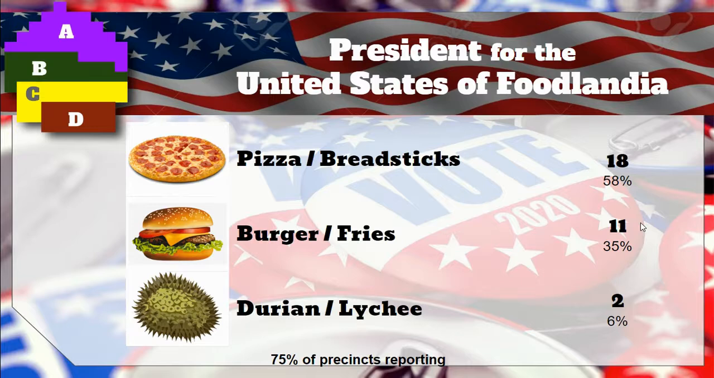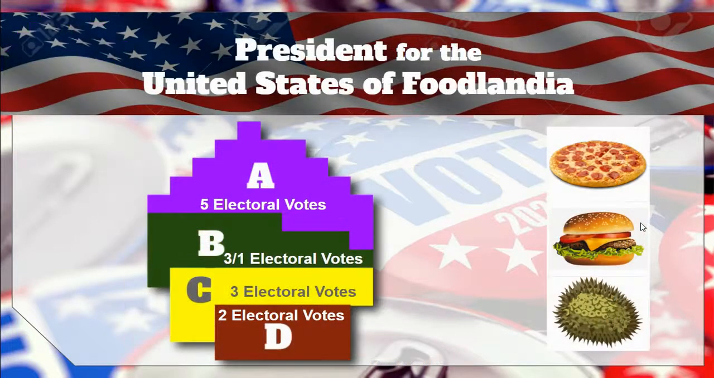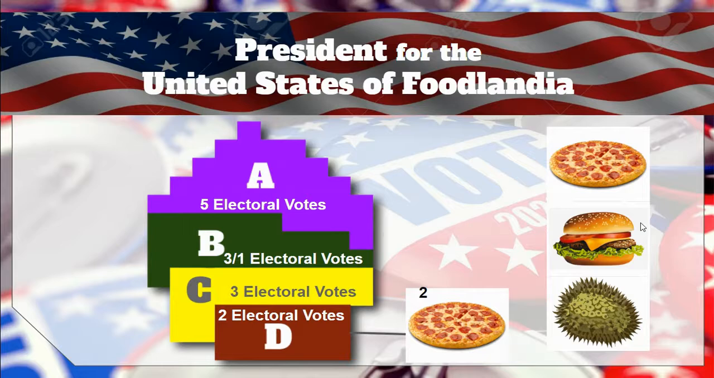Nationally, that updates our numbers a little bit here. Pizza Breadsticks still has a lead in the popular vote, 58% to 35% to 6%, with 75% of precincts reporting. So we're getting really close to being able to reward all of those electoral votes. Now, obviously, we just learned that Pizza Breadsticks won the state of B. So we already know Pizza won the state of D. That got them 2 electoral votes.